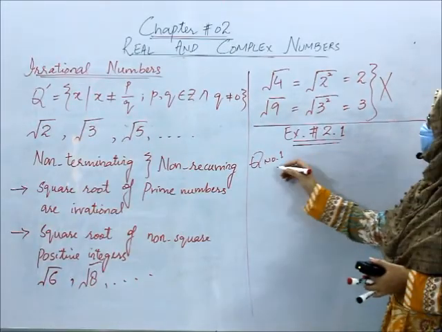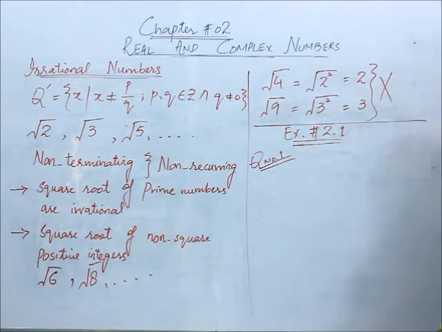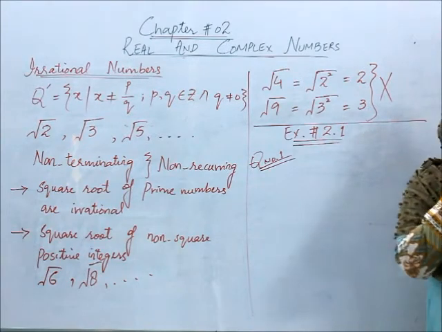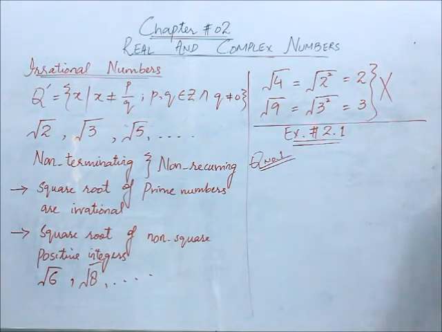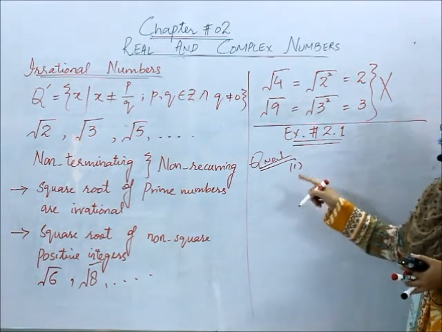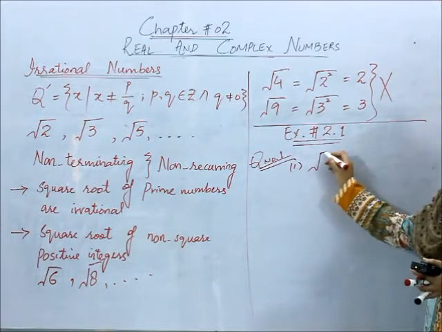Okay, exercise 2.1, we are going to start exercise 2.1 now. What is the first question of exercise 2.1? You have to open your books as well. So the first question is, identify which of the following are rational or irrational. The first part of question number 1 is square root of 3.